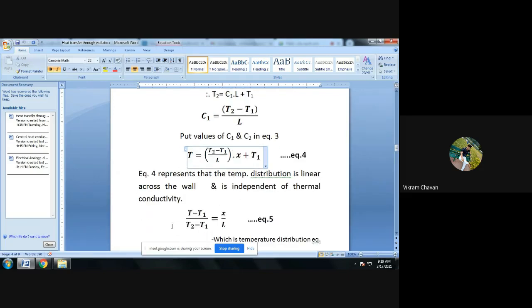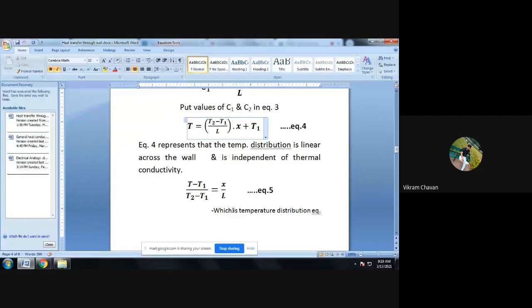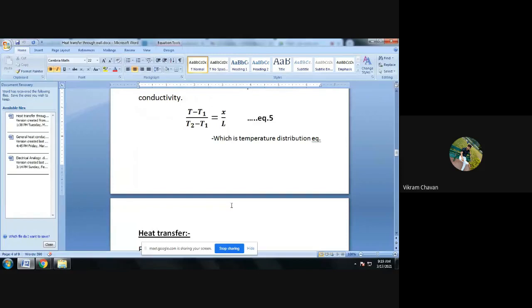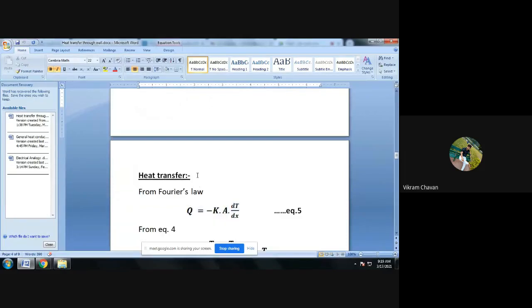Further, we have deduced that equation to remember or recall it easily. We have converted this equation into the form (T minus T1) divided by (T2 minus T1) is equal to x divided by L, which is the temperature distribution equation. Whether you understood everything about this derivation, now we have to find out the heat transfer, the total heat transfer.